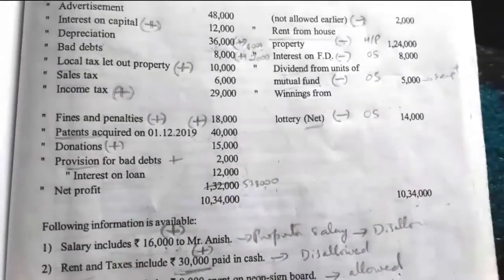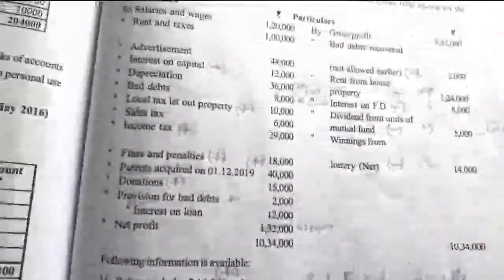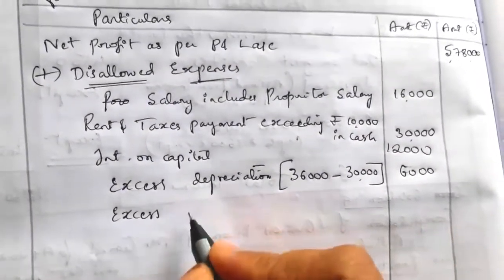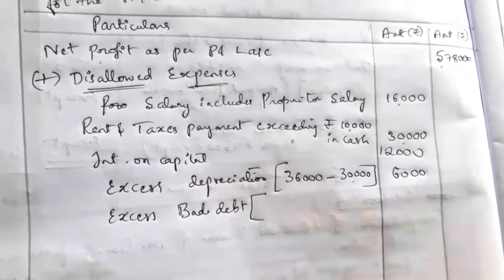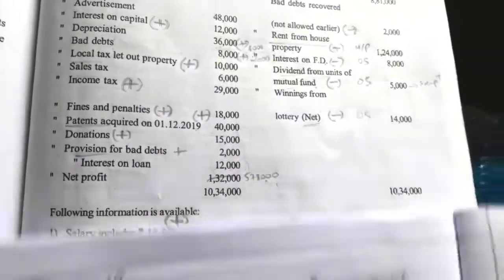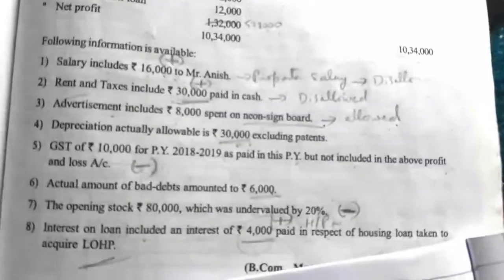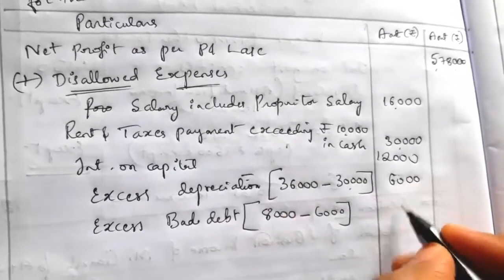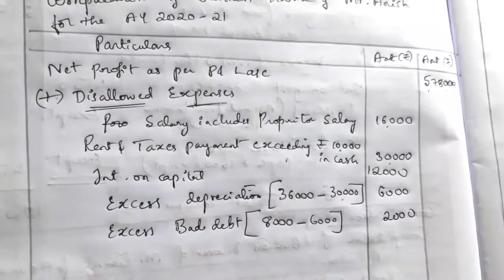Then bad debts. Actual bad debt amounted to 6,000. They have recorded 8,000, so more bad debt is recorded. So we have to write excess bad debt. What is recorded is 8,000, but actually the bad debt allowable is 6,000. It means 2,000 of bad debt is recorded more. So that we have to cancel from the net profit by adding under disallowed expenses.